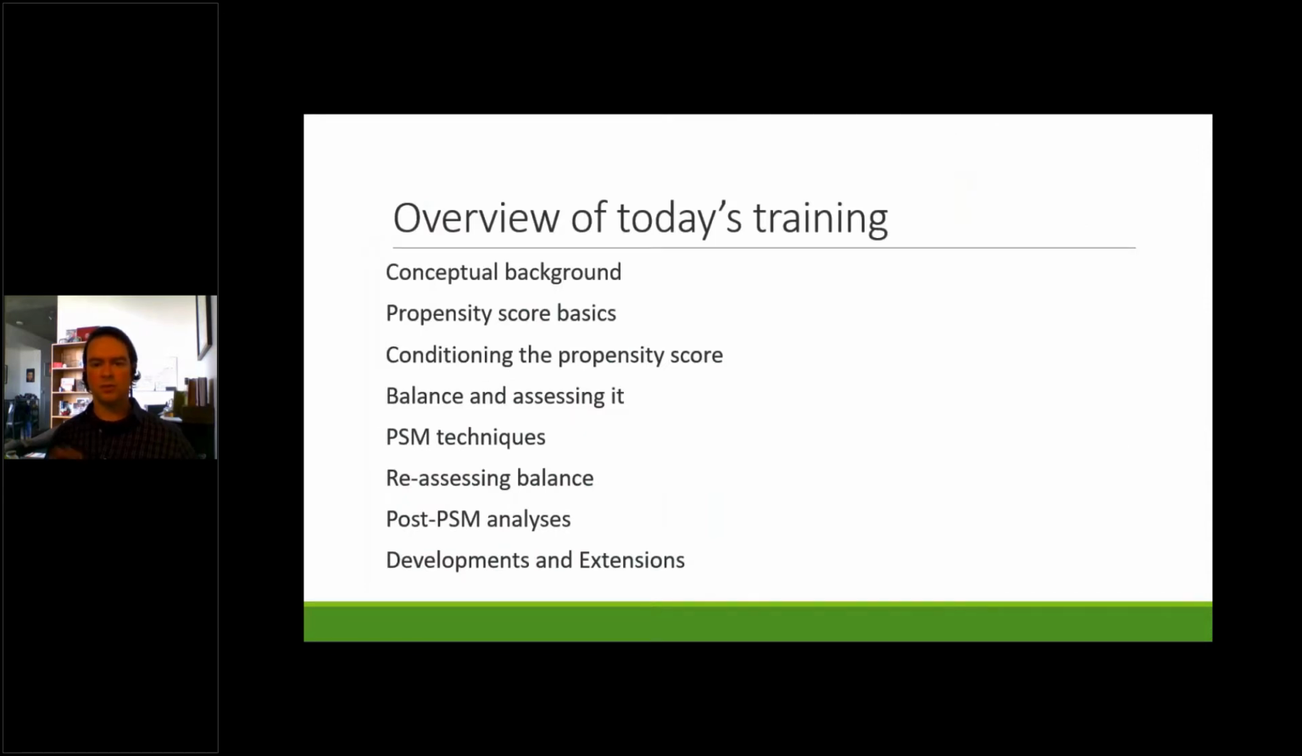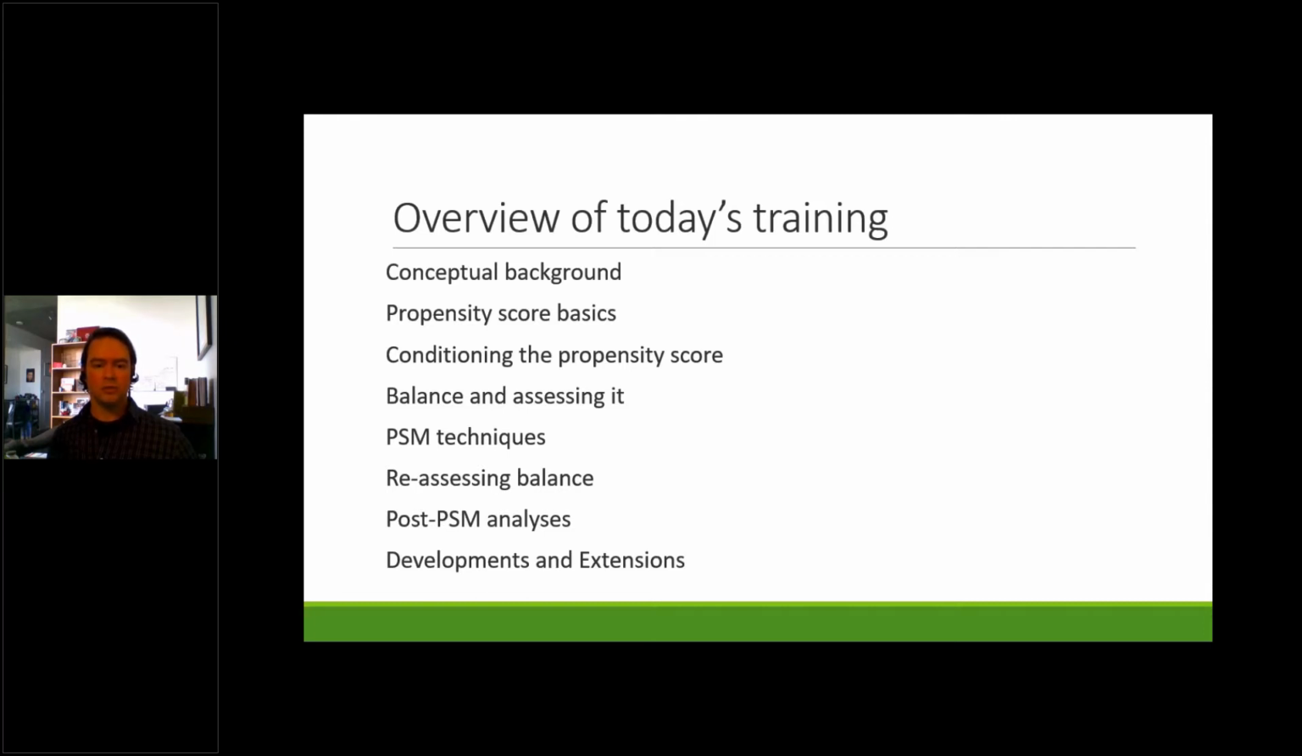A quick basic overview of today's course. We'll begin with a discussion of the conceptual background of PSM and things we always need to keep in mind when we use PSM, particularly when it comes to simulating a randomized control trial. Then I will discuss some of the basics of PSM, including assumptions and the workflow when applying it. After that, I will move into some of the specifics related to calculating or conditioning the propensity score and some of the techniques that are used to do that, as it's become a bit of a hot area of debate.